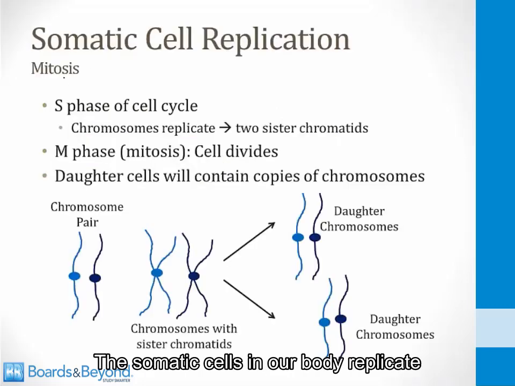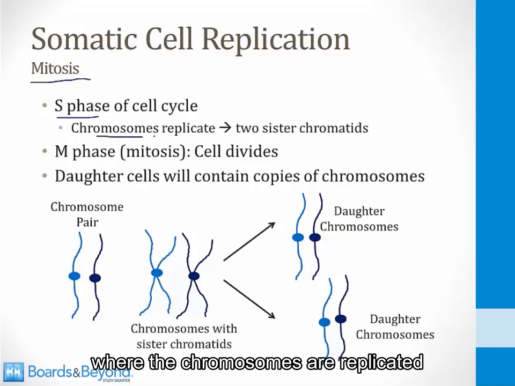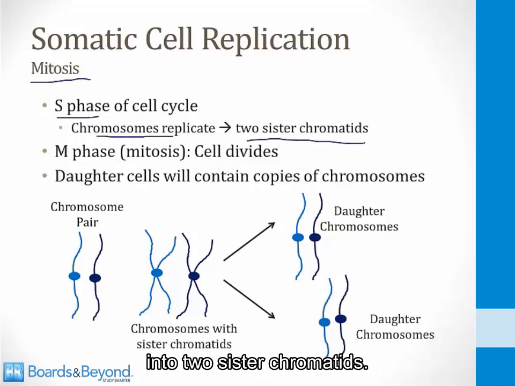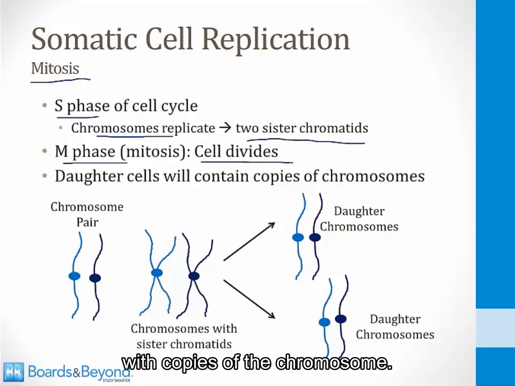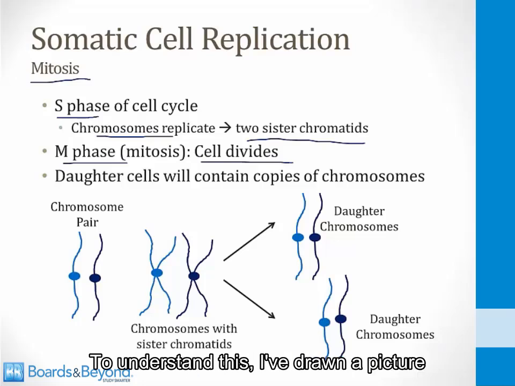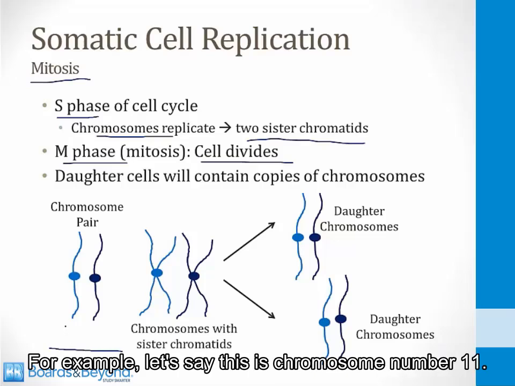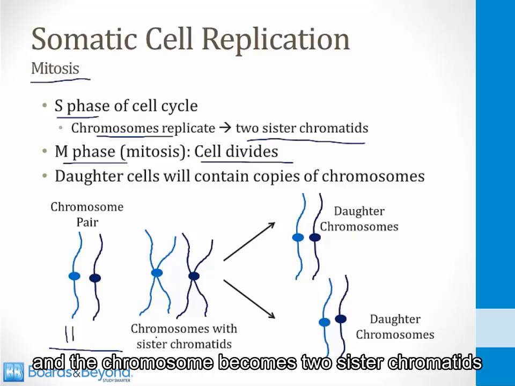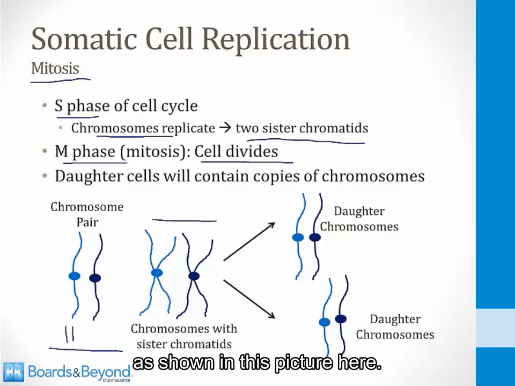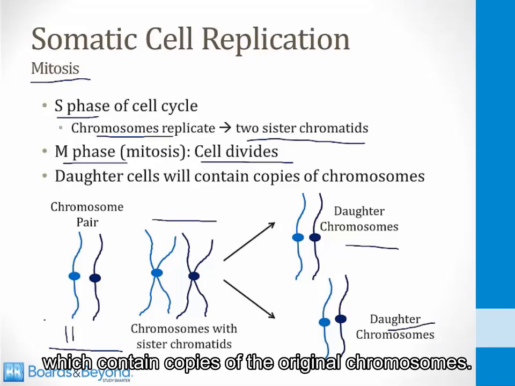The somatic cells in our body replicate through a process called mitosis. This involves an S phase of the cell cycle where the chromosomes are replicated into two sister chromatids. Then there is an M phase, which is where mitosis occurs, where the cell divides, and a daughter cell is created with copies of the chromosome. To understand this, I've drawn a picture at the bottom of the screen. So we begin with a somatic cell, which has a homologous chromosome pair, two copies of a given chromosome. For example, let's say this is chromosome number 11. In the S phase of the cell cycle, DNA is replicated and the chromosome becomes two sister chromatids, as shown in this picture here. The cell then divides to become two daughter cells, which contain copies of the original chromosomes.